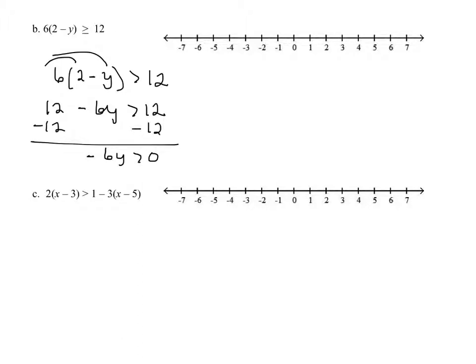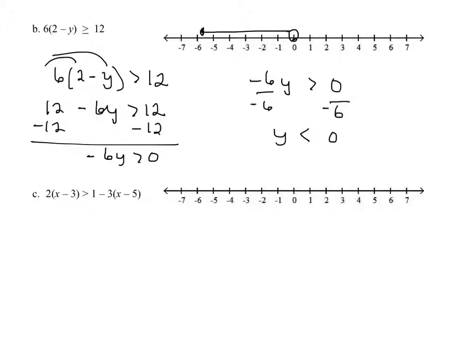Okay, -6y is greater than 0. So I have to divide by a -6. 0 divided by -6 is 0. But the sense of the inequality, or the inequality sign, must be reversed because I'm dividing by a negative number. Open at 0 because I don't want it. I want it less than 0, so I'm going to the left, to the left. Perfect.